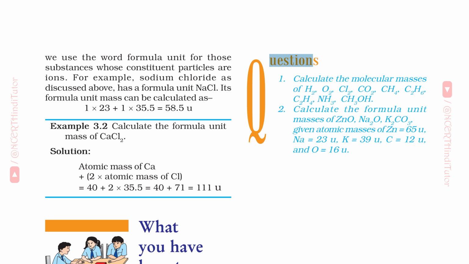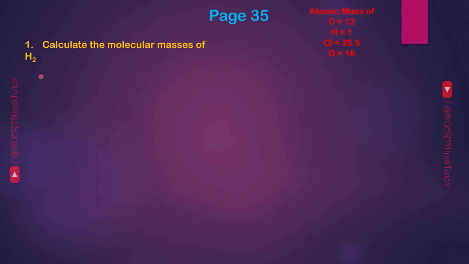Page 35 questions. Question 1. Calculate the molecular masses of first H2. Answer. So for reference I have written here atomic mass of carbon C is equal to 12, hydrogen H is equal to 1, chlorine 35.5, O oxygen 16.